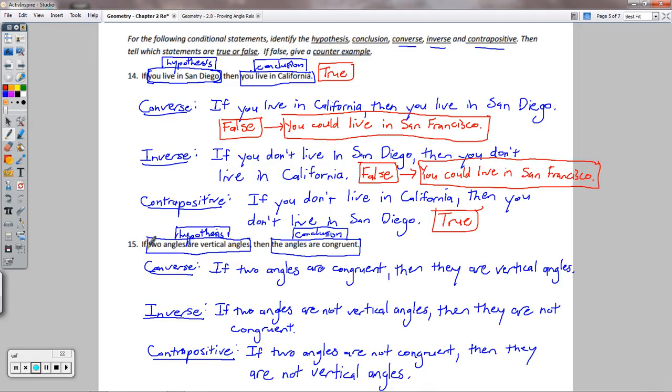The initial statement here, if two angles are vertical angles, then the angles are congruent. Yes, that's the vertical angles theorem, or that's a property of vertical angles. We know that these are congruent. That would be a true statement.